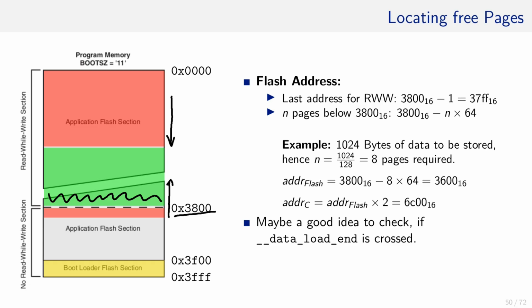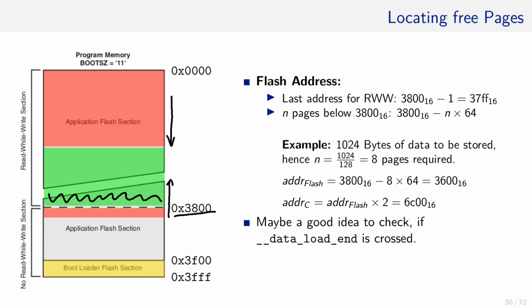For example, a software developer would like to store 1024 bytes of data at the end of the read-while-write region. Hence, 8 pages are required. Therefore, I subtract the number of words per page times 8 from 3800, which results in a flash address of 3600.